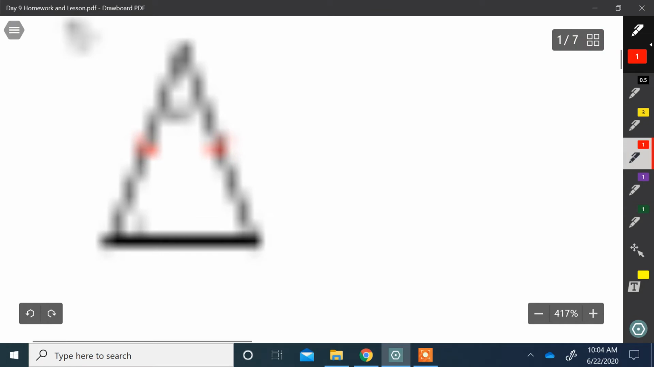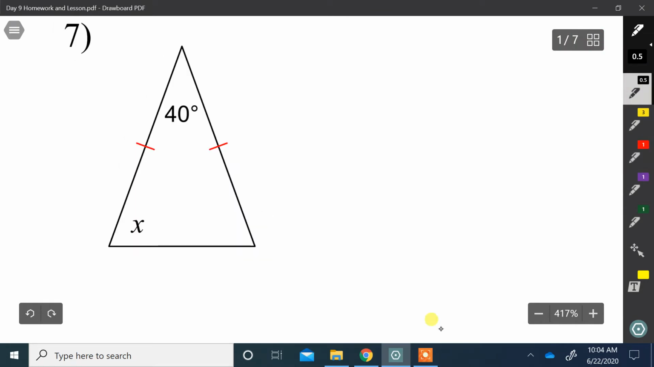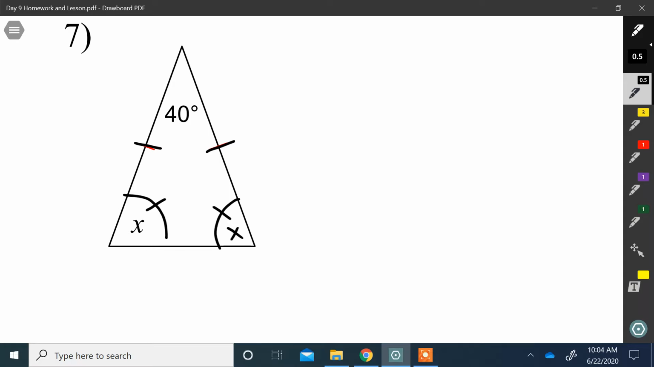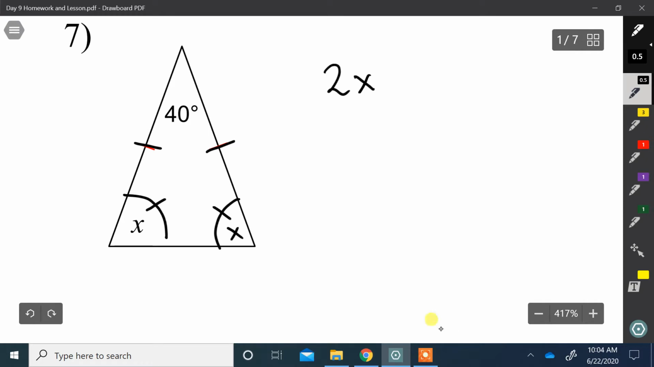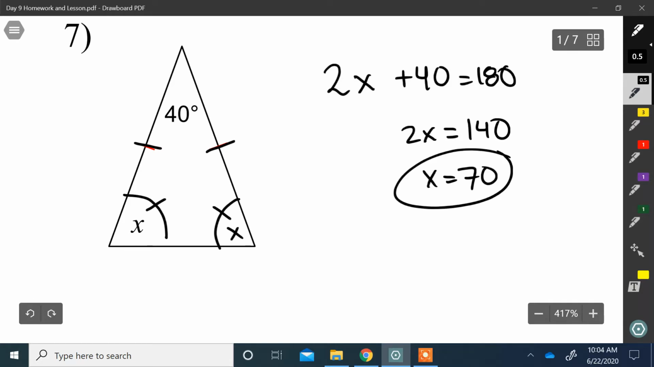Okay, we also learn about isosceles triangles. Isosceles triangles are triangles that have two equal, or they have two congruent sides. Okay, so if those two are congruent, then this and this are also congruent. So if this is x, this in a way will also be x. So we could actually set up an equation to figure out what x is. It will be 2x, because we have two x's, plus 40. That should add up to 180. Subtract 40 on both sides, and then you get x is equal to 70 degrees.